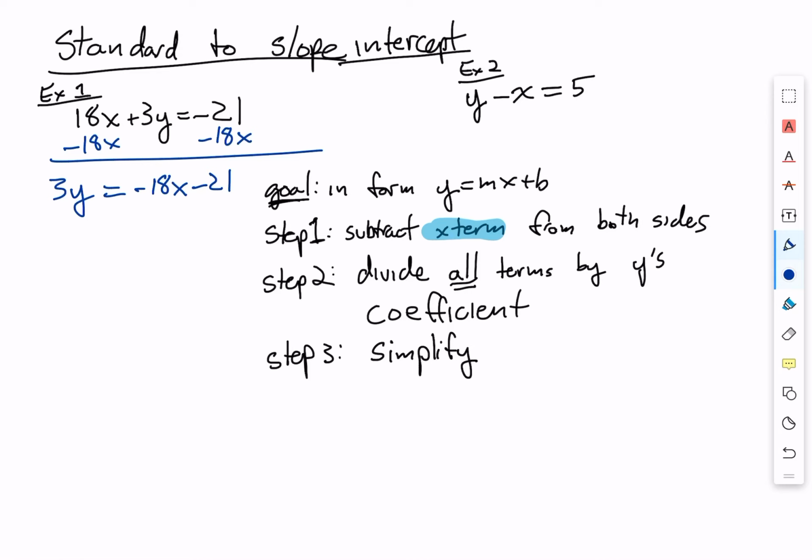On this other example, example 2, when I'm subtracting the x term over, if the x term is already negative, so that's actually negative 1x is the term, but we don't write the 1. So to subtract negative 1x, I add 1x to both sides. And that leaves me with y equals x plus 5.